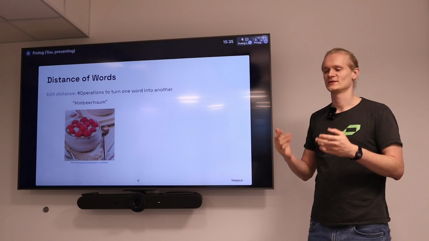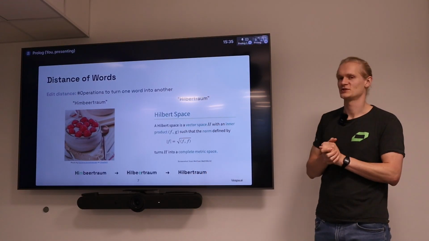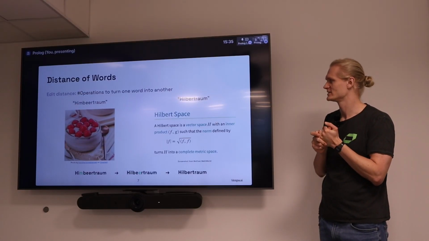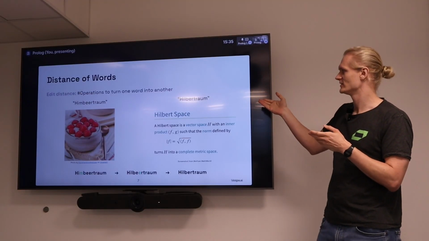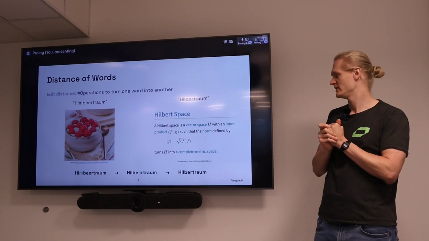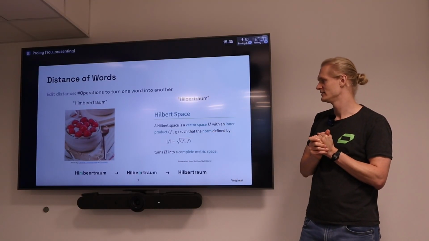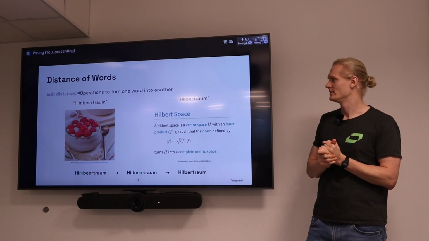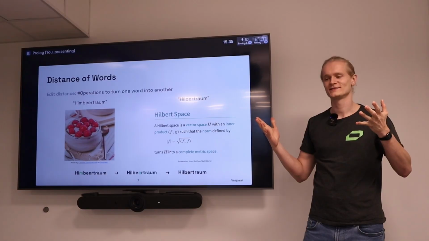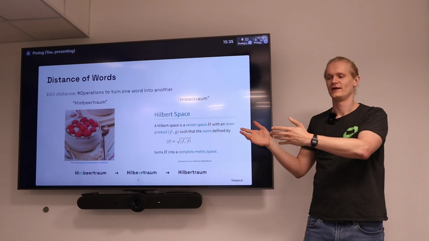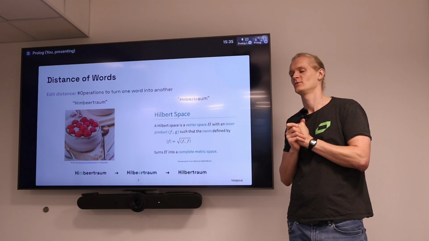But his reaction was, hey, Himbeertraum, that has a surprisingly low edit distance to Hilbertraum, which is the German word for Hilbert space. So Himbeertraum, a raspberry dream, and Hilbertraum, a Hilbert space, these words are very similar, and you just have to basically replace the M by an L and delete one of the E's, and you go from Himbeertraum to Hilbertraum. And even though these words are very similar, a Himbeertraum has nothing to do with a Hilbertraum. It just happens that these words are similar.